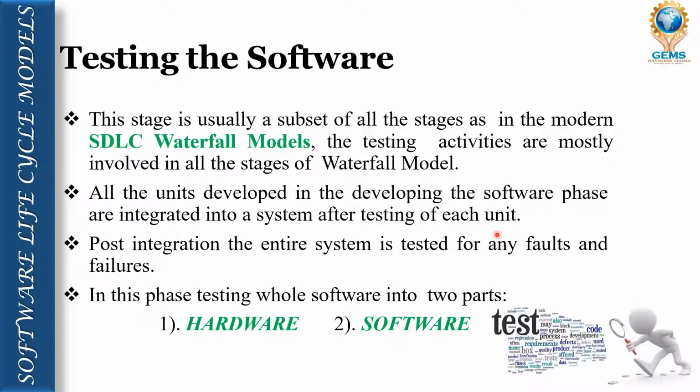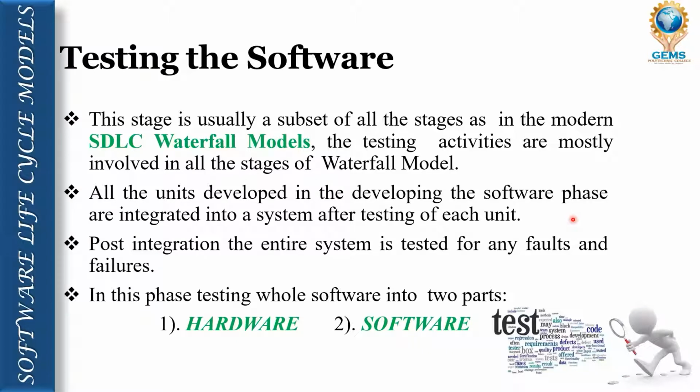All the units developed in the developing the software phase are integrated into a system after testing of each unit. That means for each unit we are going to perform the testing, and then after the testing is done, we have integrated testing. Then once integrated testing is done, system testing will be done, then finally if there is no error, we can go for the next phase. Post integration, the entire system is tested for any fault and failure.